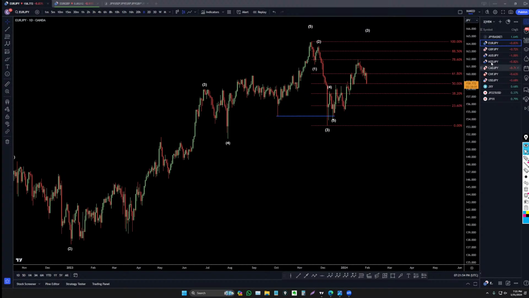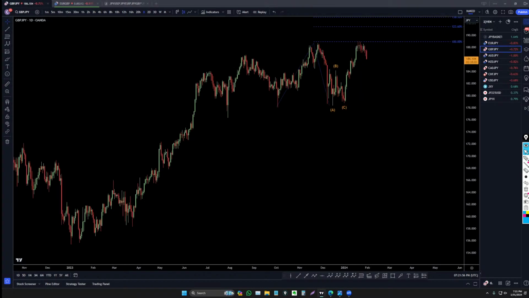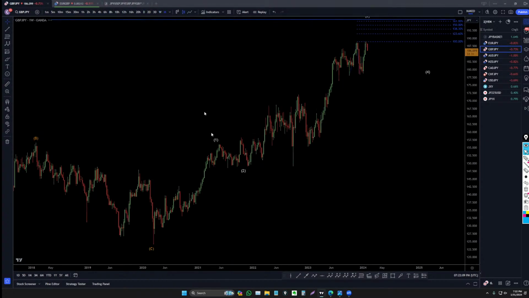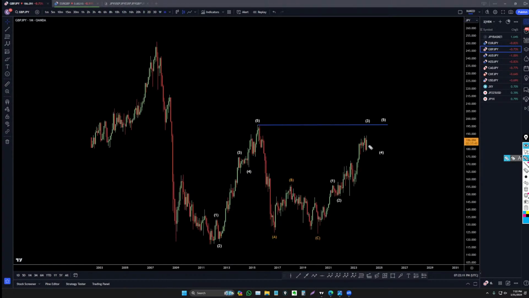Same exact thing on the pound yen, except the pound yen was actually quite a bit stronger to the upside. But this could definitely be a wave A, this could definitely be a wave B, it could go down for a wave C. But I personally am definitely bullish on both of these still, because I actually think that on the monthly time frame, this needs to go up, take out these highs, and then it's going to go down, make a big wave four, and then back up for wave five. Same thing on the euro yen.